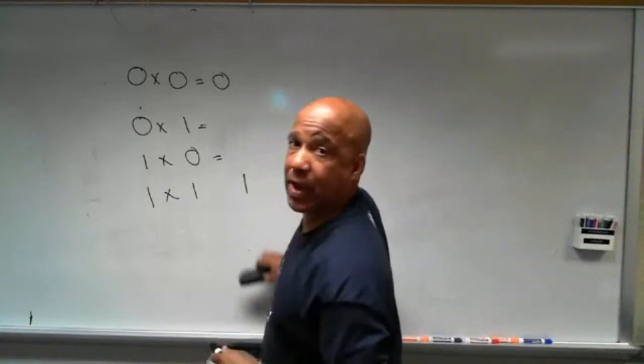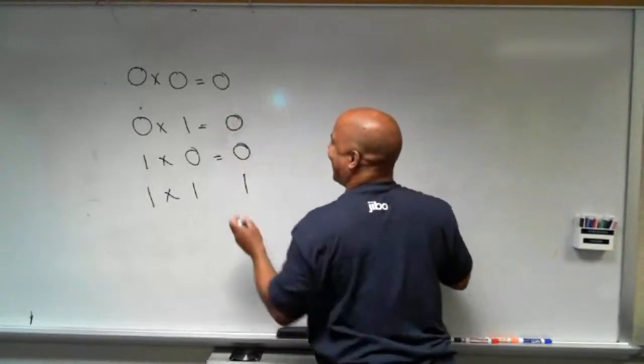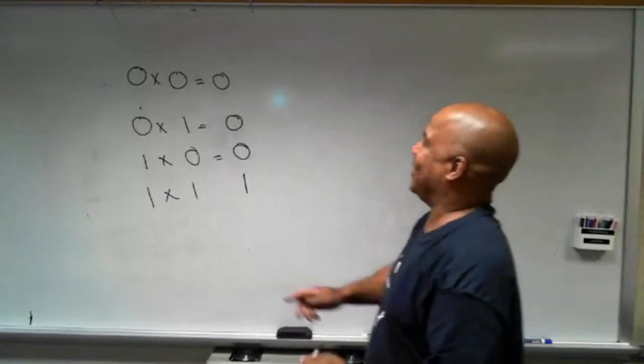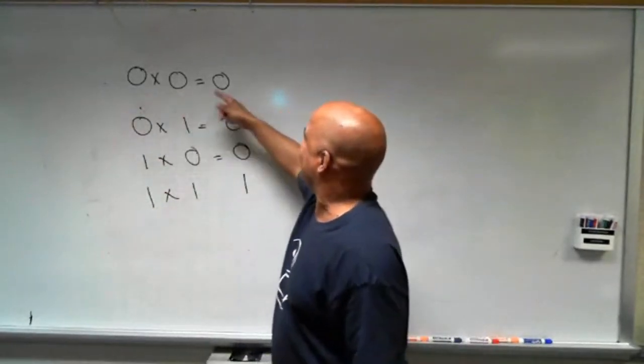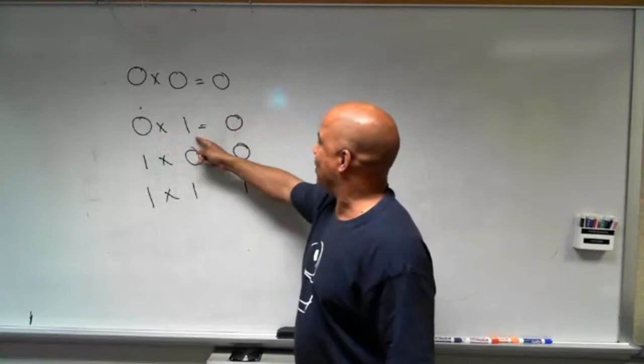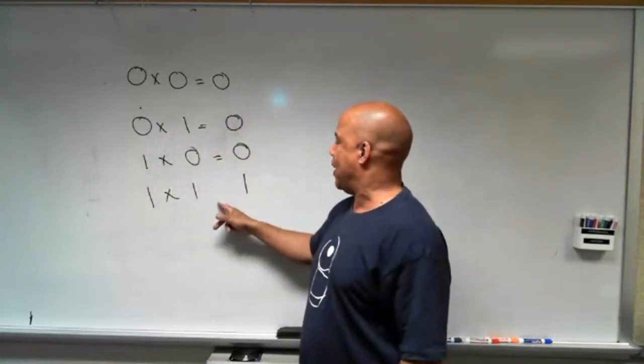I don't know where I learned math. I'm thinking about adding. And you guys didn't say anything. A 0 times a 0 is a 0. A 0 times a 1 is a 0. A 1 times a 0 is a 0. And a 1 times a 1 is a 1.